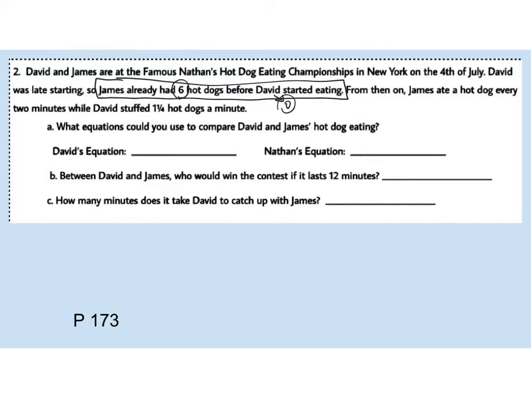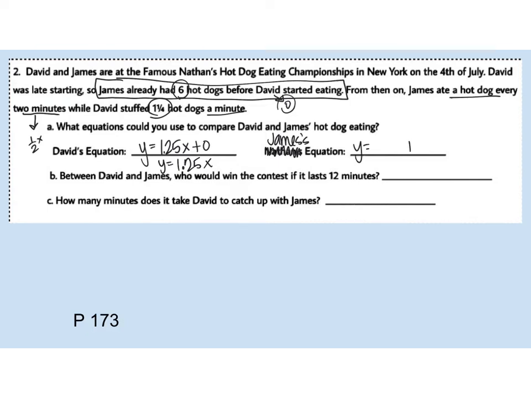From then on, James ate a hot dog every 2 minutes, or you could say he eats half a hot dog per minute. Well, David stuffed 1 1/4 hot dogs per minute. So David's equation, he starts at 0, but then he is getting 1.25 times the number of minutes, or y equals 1 1/4 of x. Now, this says Nathan, but Nathan is the name of the hot dog place. It's James's equation.